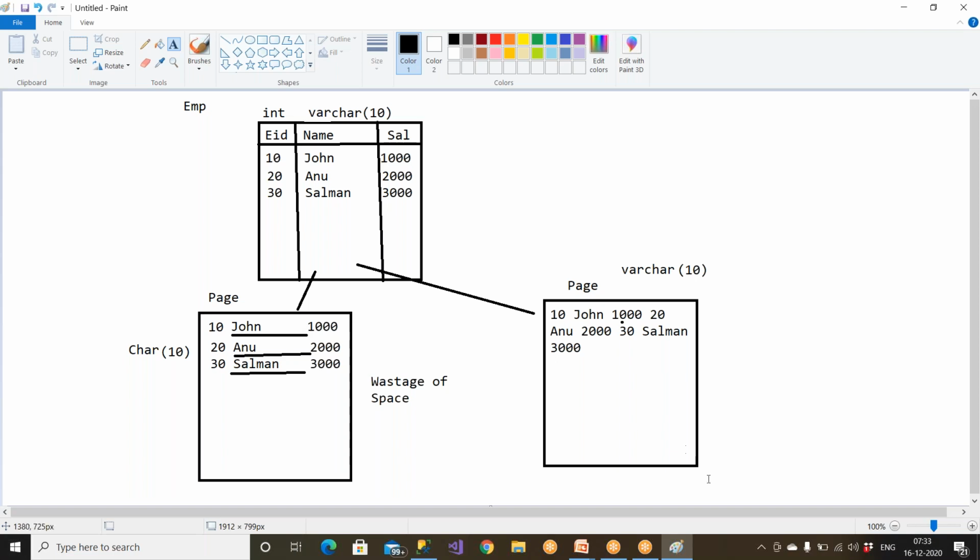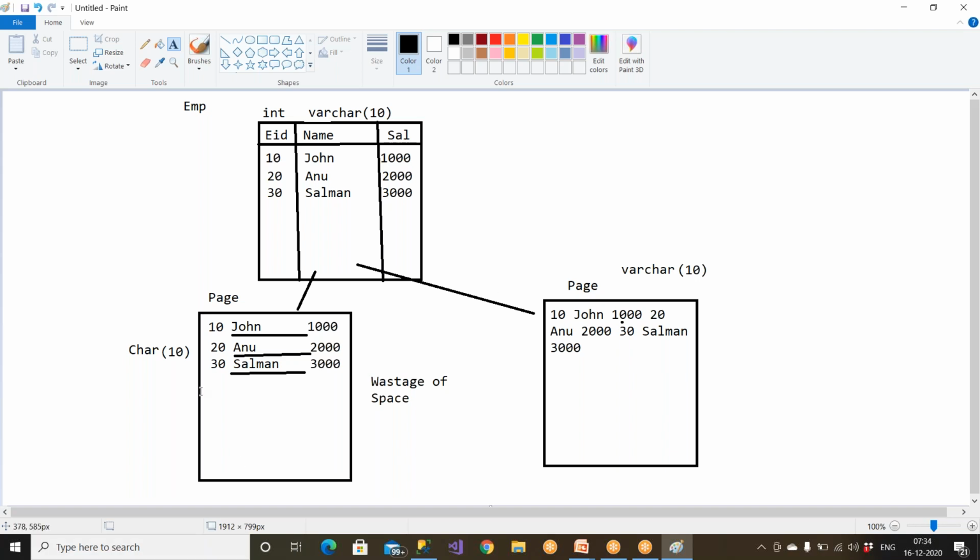This is a buffet. Buffet means you take as much food as you need. You go to the buffet and you take, I need only one piece of pizza, I need a small quantity of sweet dessert. So you take as much as you need. You don't waste the food there. In case of varchar, it is like a buffet, a lunch or dinner where you don't waste your food.